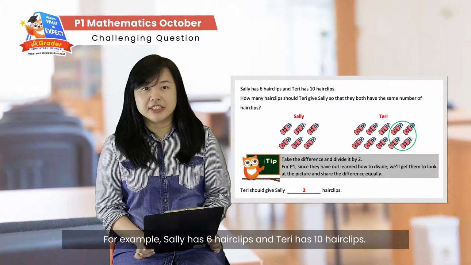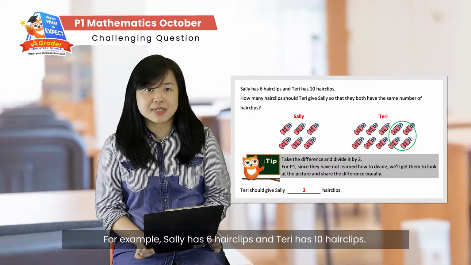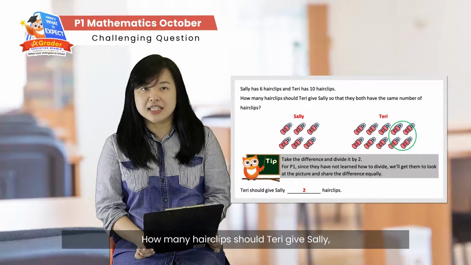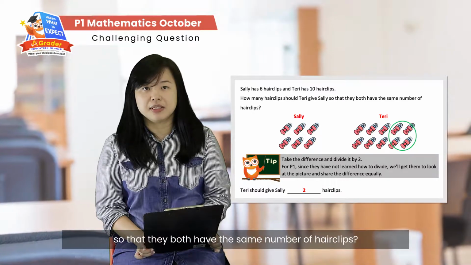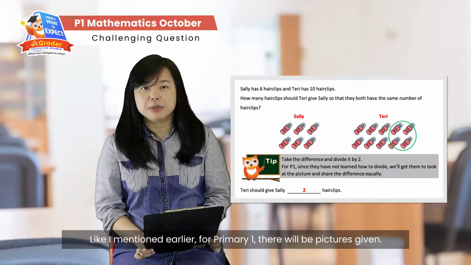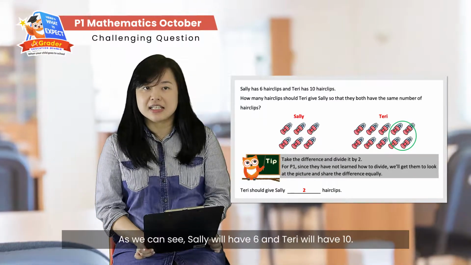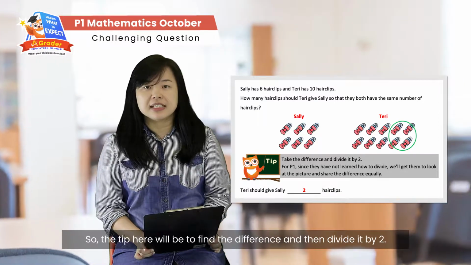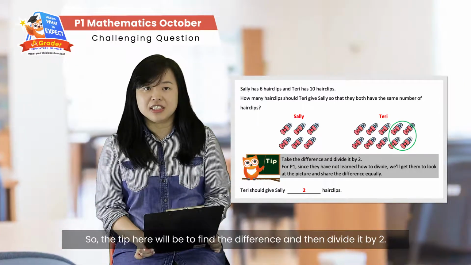So for example here, Sally has 6 hair clips, Terry has 10 hair clips. How many hair clips should Terry give to Sally so that they will both have the same number of hair clips? So for P1, like I mentioned, there will be pictures given. So as we can see, Sally will have 6 and Terry will have 10. So the tip here will be to find the difference and then divide it by 2.